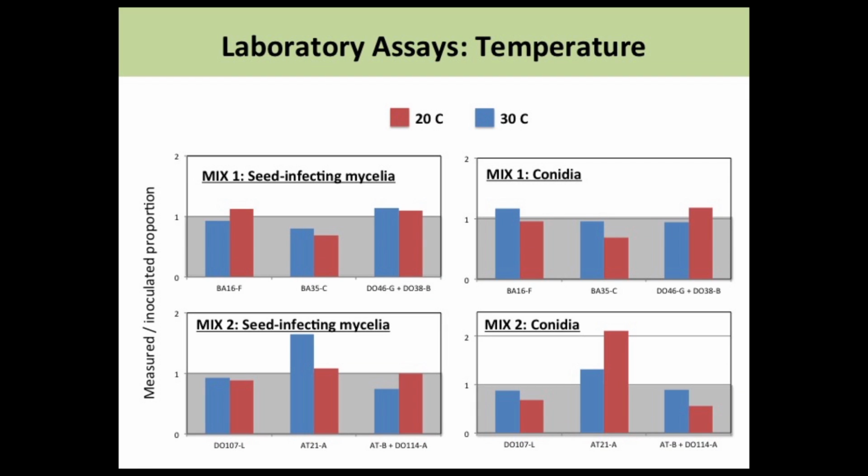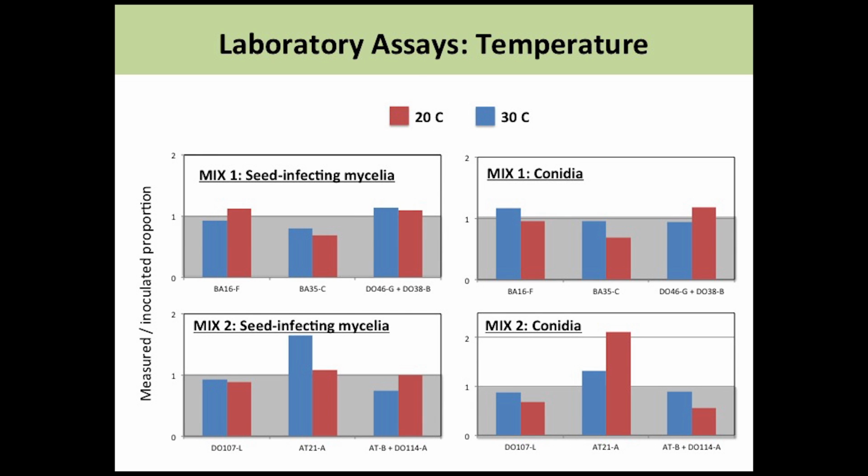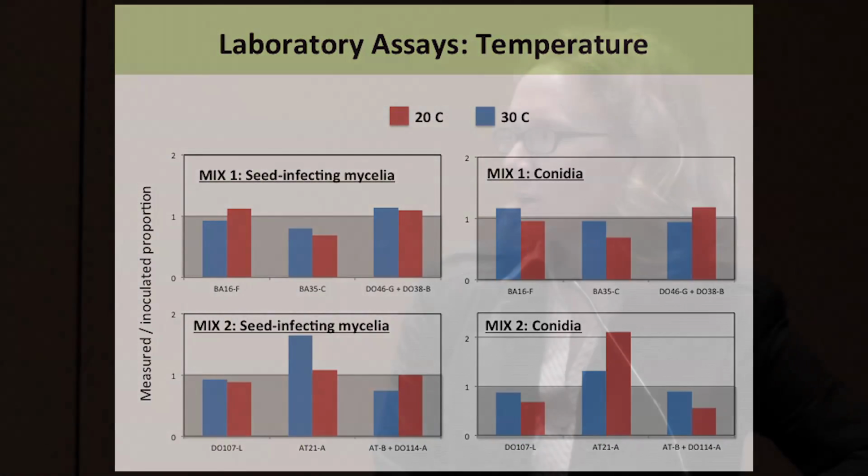And these are just some examples of some other mixtures. The top shows mixture 1, some of the isolates represent mixture 1, and the bottom is mixture 2. For mixture 1, all of the isolates performed pretty much equally well at each of the temperatures, and among isolates they were very similar. So this is a good mixture in the sense that no one atoxigenic isolate has a particular advantage over the other, so they're all going to perform well in the field.